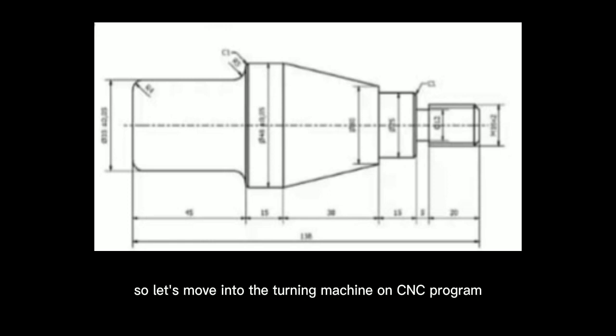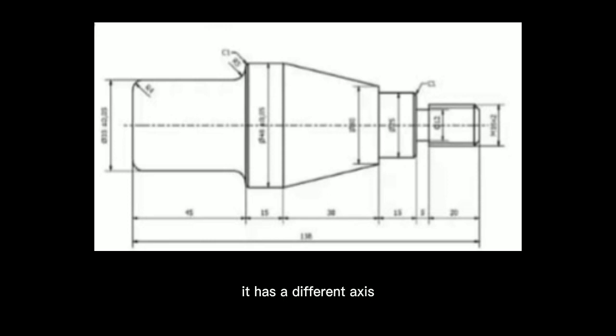So let's move into the turning machine on CNC program. So what's the difference between turning machine and milling machine? It has a different axis. So we know that in milling machine we use X, Y, and Z axis, but in turning machine we only use X and Z axis.